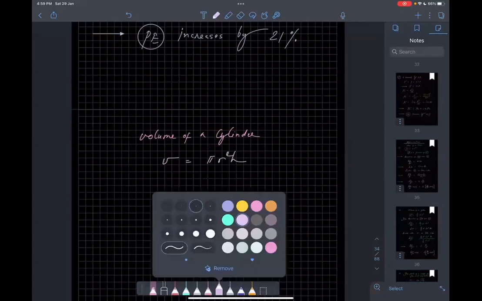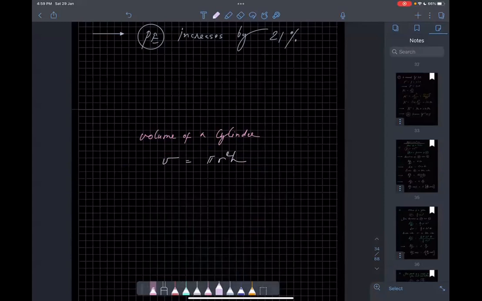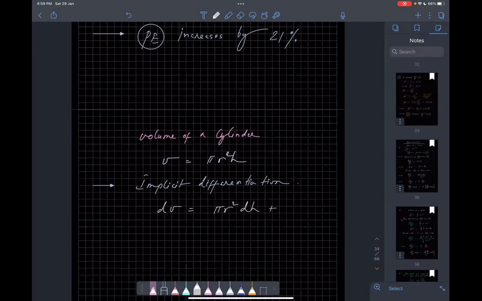Now here I cannot take the derivative with respect to r or with respect to h because there are two variables here. So I'll do implicit differentiation. If I do, I'll get dv on the left hand side, and I'll apply the product rule. In the product rule, I'll write the first variable as it is and multiply by the derivative of the second variable, plus I'll put the second variable as it is and multiply with the derivative of the first.